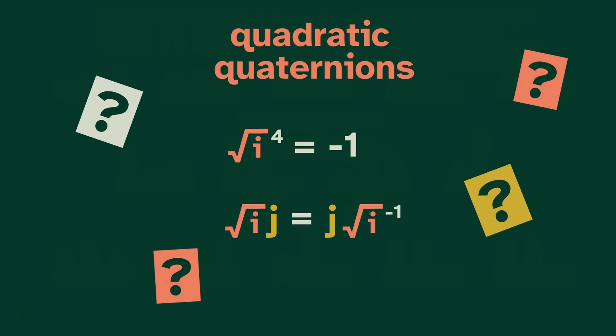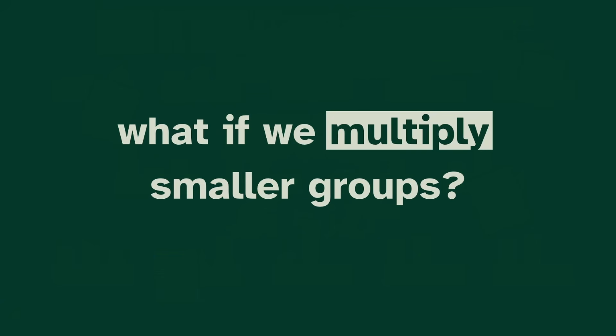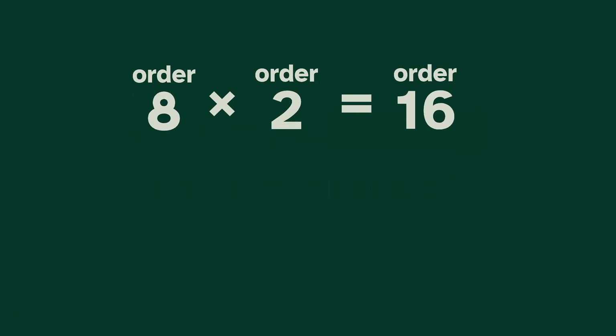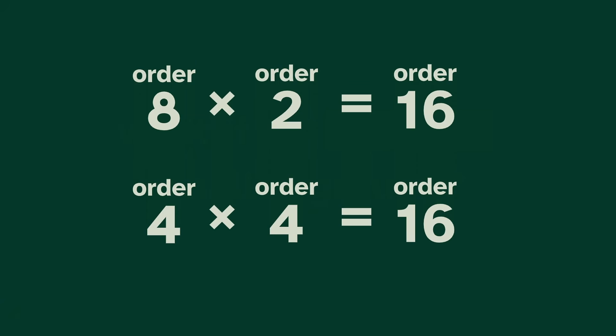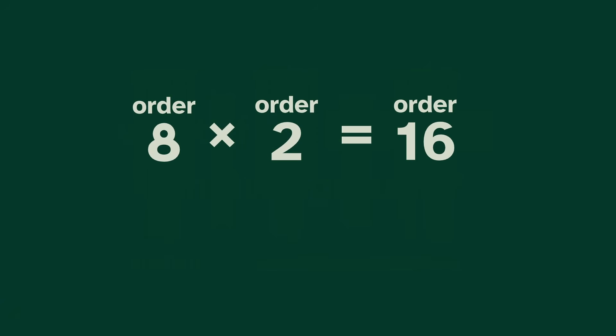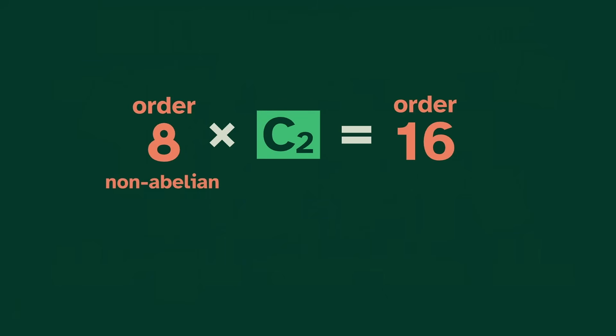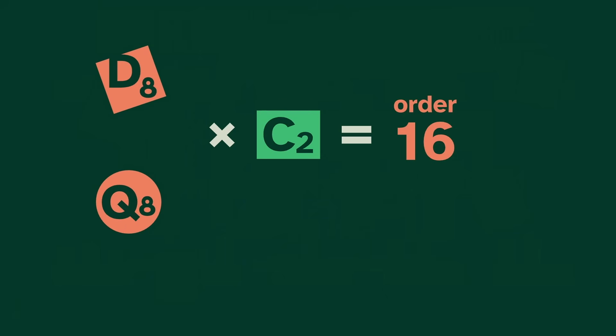I can't think of any other groups, though. Well, what if we multiply smaller groups? Oh yeah, we could have an order 8 times an order 2, or an order 4 times an order 4. But all the groups of order 4 are abelian, so if we multiply, we'll get something abelian. So we just have this case. The only order 2 option is C2, so the order 8 must be nonabelian. It's either D8 or Q8.